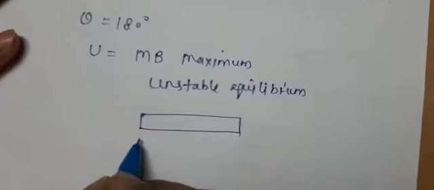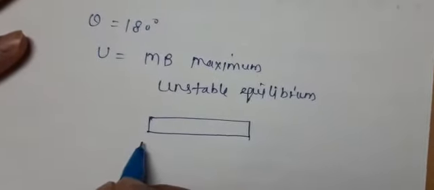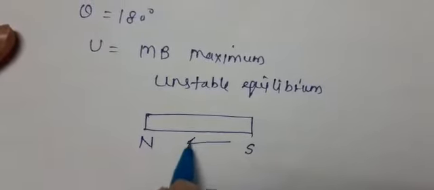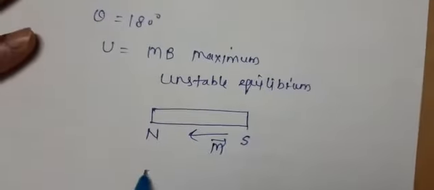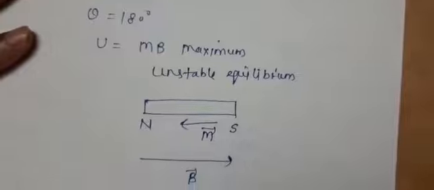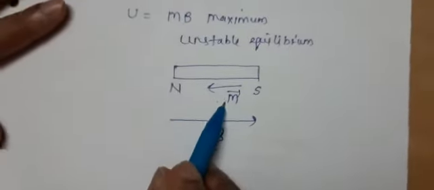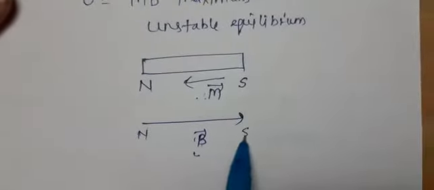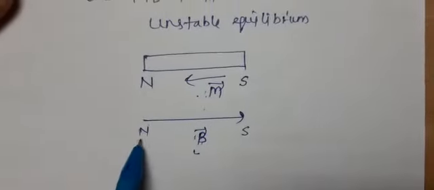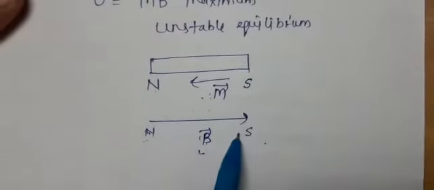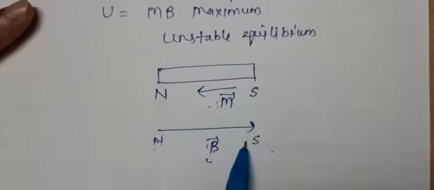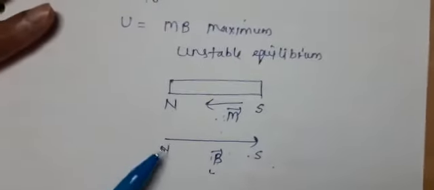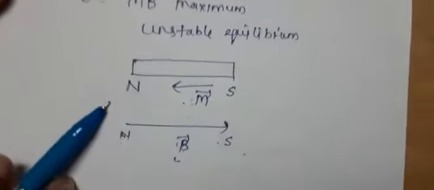If I am taking unstable equilibrium, that means I just reverse the direction of this magnetic moment, because I am taking the magnetic field opposite to the direction of the magnetic moment. Now the magnetic field lines outside are always from north to south, so same poles will repel. That means it is the condition of unstable equilibrium. Unstable equilibrium means it is trying to attain its equilibrium position.